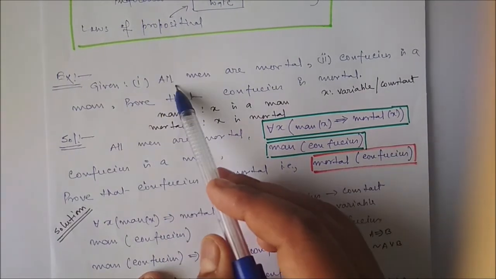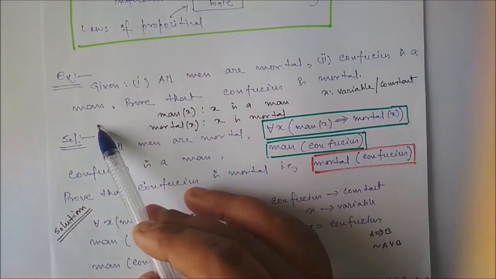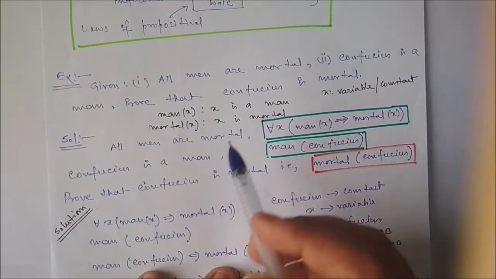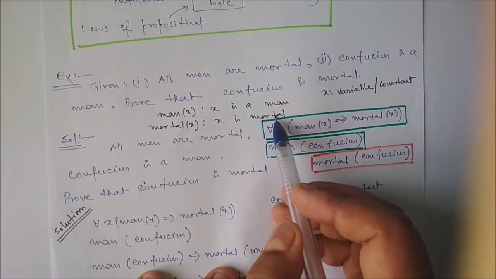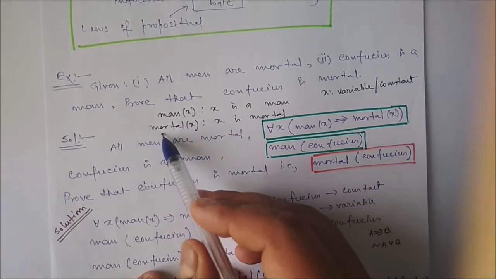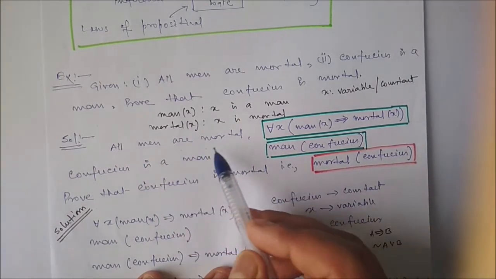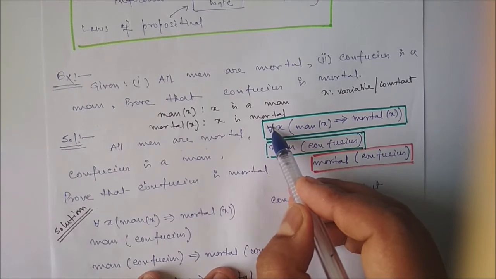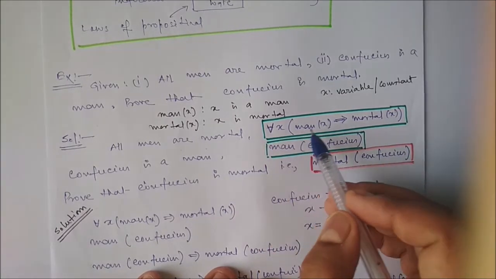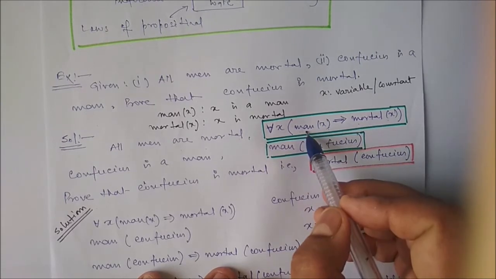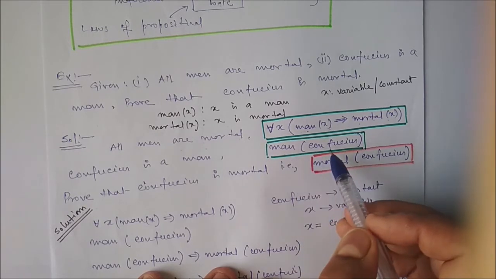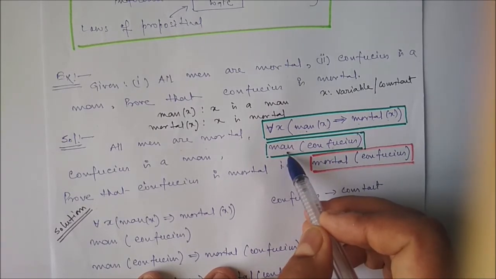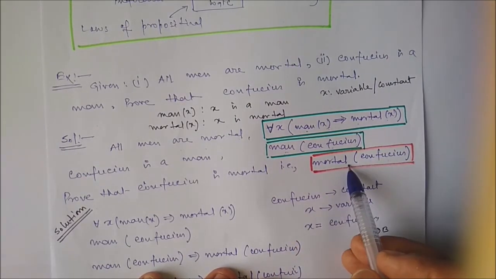Given that all men are mortal and Confucius is a man, prove that Confucius is mortal. Here x is a variable. Man(x) means x is a man, and Mortal(x) means x is mortal. All men are mortal means for all x, we apply implies: if x is a man then x is mortal. Another fact is that Confucius is a man. So definitely we can prove that Confucius is mortal.